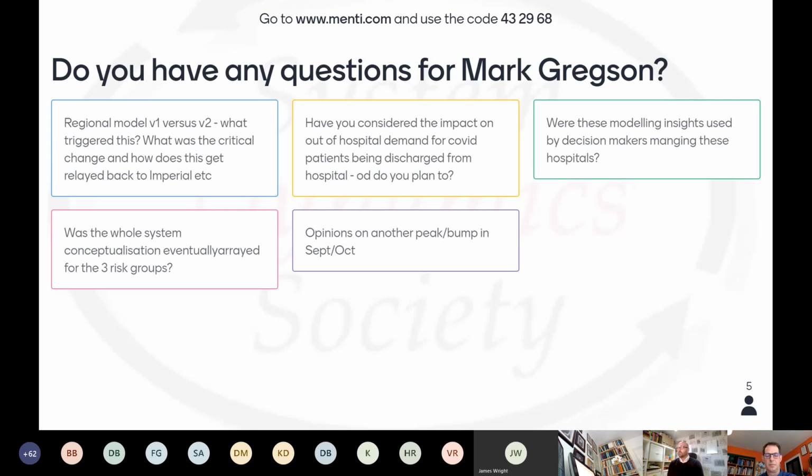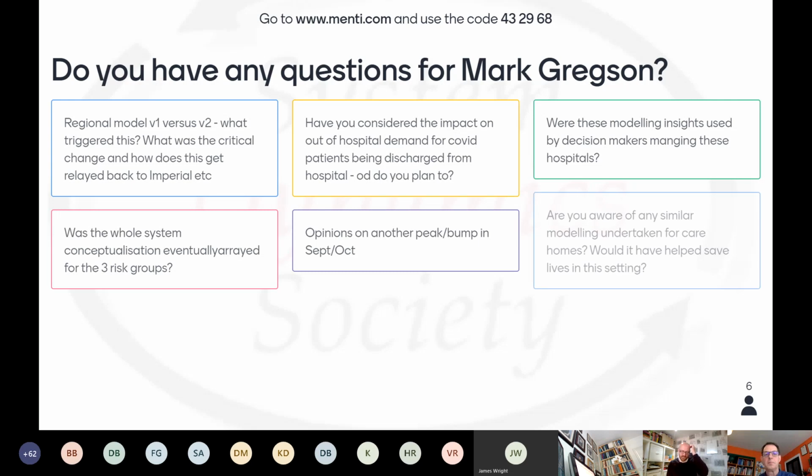Certainly around one of the hospitals, they were getting close to capacity, and I think it impacted on whether they were going to shift patients, move patients between hospitals, and thankfully all the hospitals managed and coped without having to do any of that.